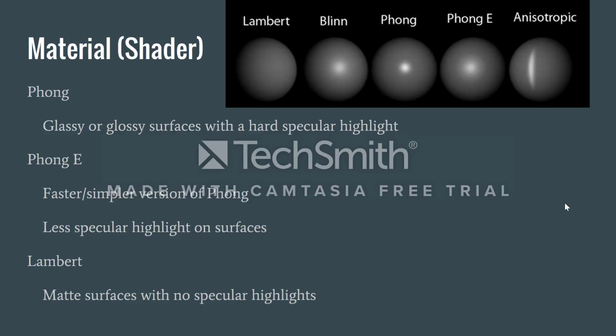Lambert represents matte surfaces. Any matte surfaces, like in our project we designed a pan which should be a matte surface. So we used that one, and the wine bottle cork is also a Lambert, with no specular highlights.